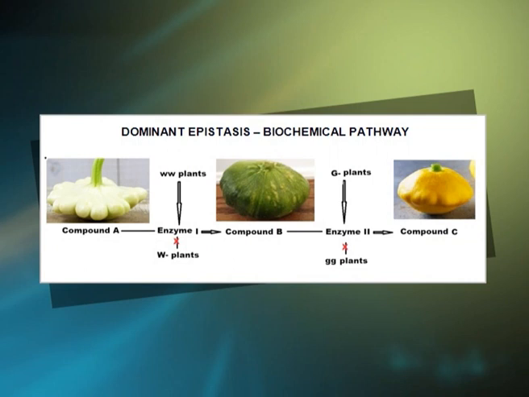Compound B results in green color for the fruit. If compound B has to get converted to compound C, enzyme 2 has to play a role, and for the production of this, the plant should have the genotype capital G. If the genetic composition is small g, enzyme 2 will not be produced. As a result, compound C will not be synthesized from compound B.